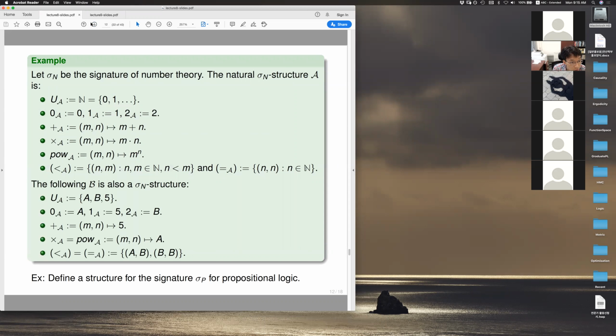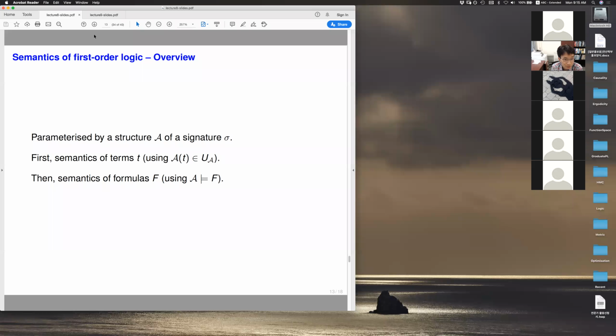Okay, so maybe you already got the idea. Now we're going to use this structure to provide the semantics of terms and the semantics of formulas. The semantics of a term is typically written with this notation, A of t. The semantics of a formula is written with this notation. I mean, this sign, in Korean, ya sign. And this is something very common.